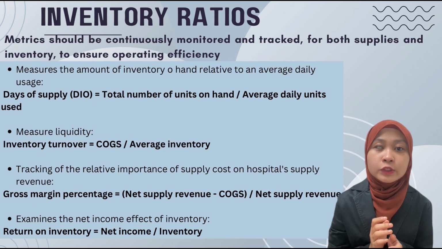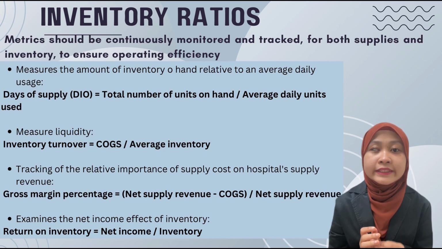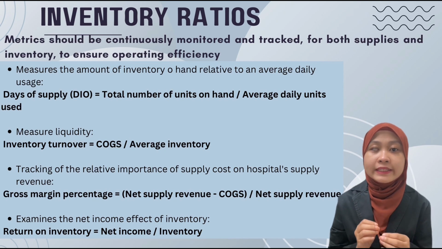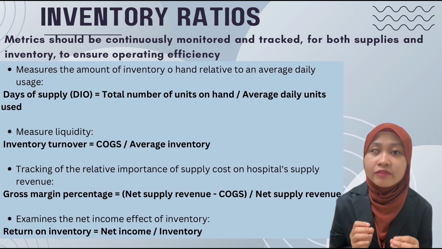Next, we're moving on to the other useful metric to measure liquidity, which is inventory turnover. The formula is COGS divided by average inventory.